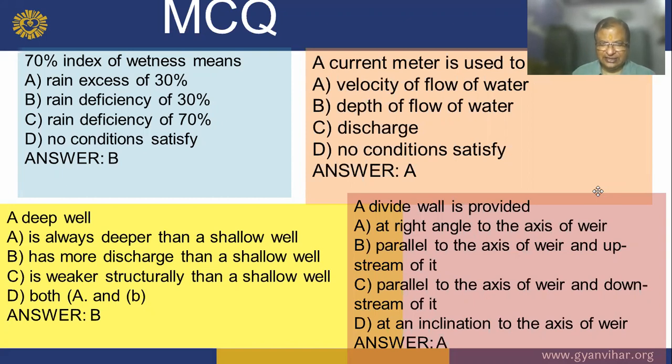Correct? Again, a deep well. What is a deep well? So in which is our answer correct? The correct answer is that it has more discharge than a shallow well. And a question is, a divide wall is provided, what is a divide wall? Just you have read today. Answer is A, at right angle to the axis of the weir.